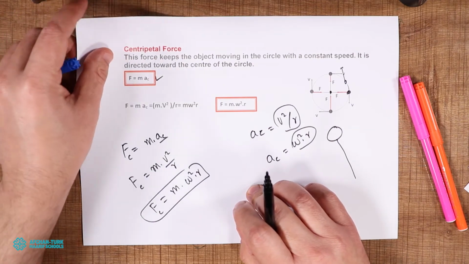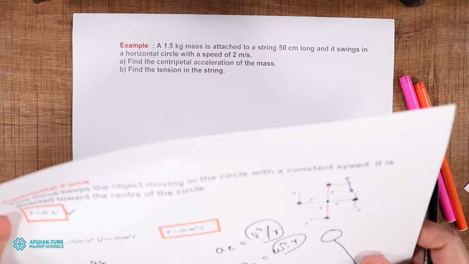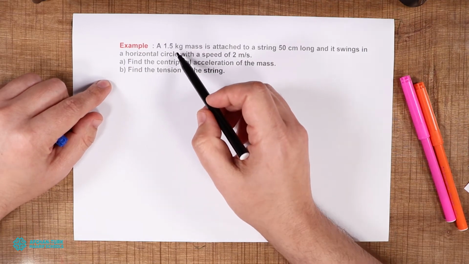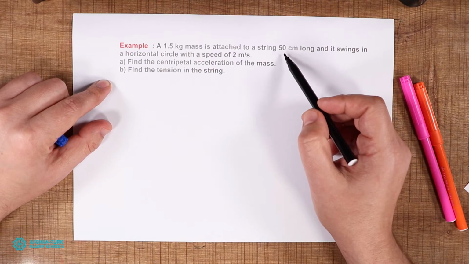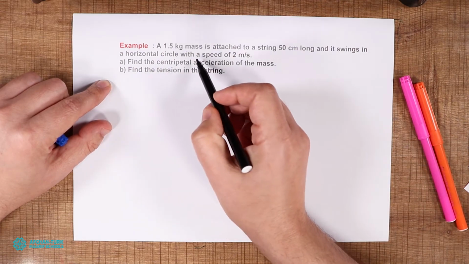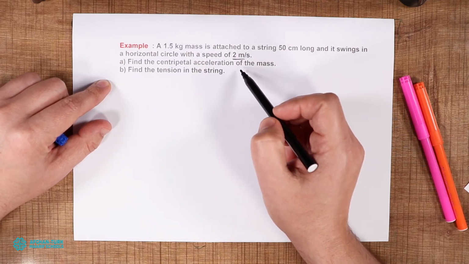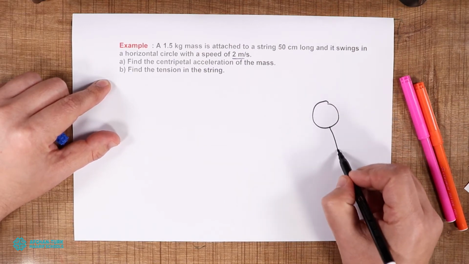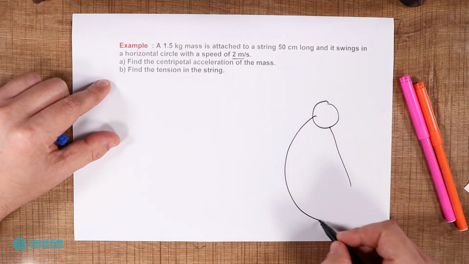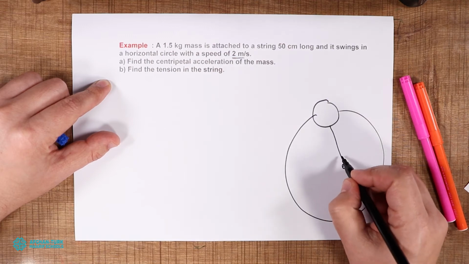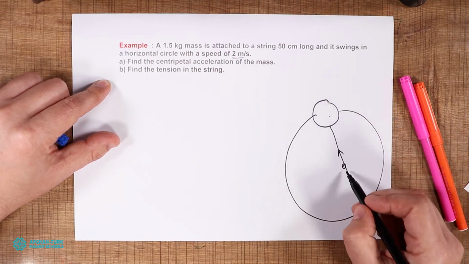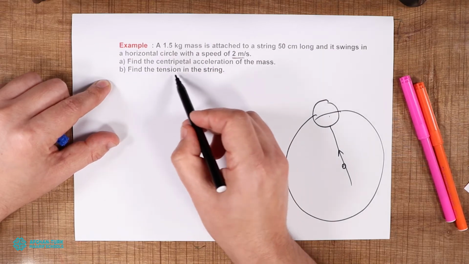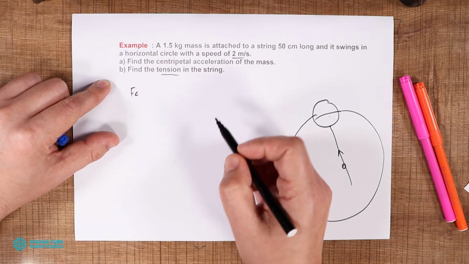Let's try to solve an example of centripetal force. The question says: a mass of 1.5 kilogram is attached to a string 50 centimeter long. It swings in a horizontal circle with a speed of 2 meter per second. One thing to remember: if we tie a ball with a string and rotate it in a circle, a tension force is produced between the ball and the string. In the next part they want to find this force, which is equal to the centripetal force.